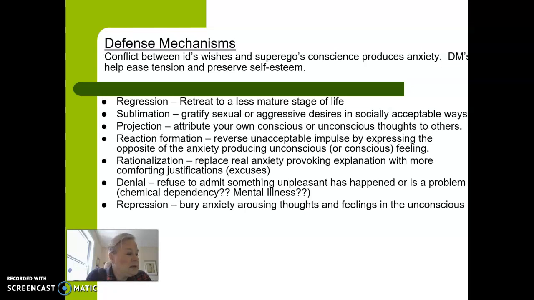Now, repression is a controversial defense mechanism, and not all psychologists believe in the notion of repression. So let's say someone was abused in their childhood, and somehow they're able to actually bury that recollection of those anxiety arousing thoughts or feelings in their unconscious. So basically, they can't remember it, they can't think about it, they can't process it because they have repressed it.